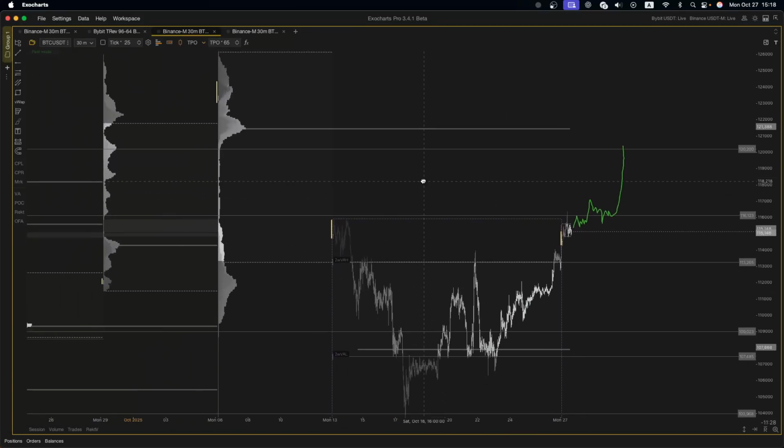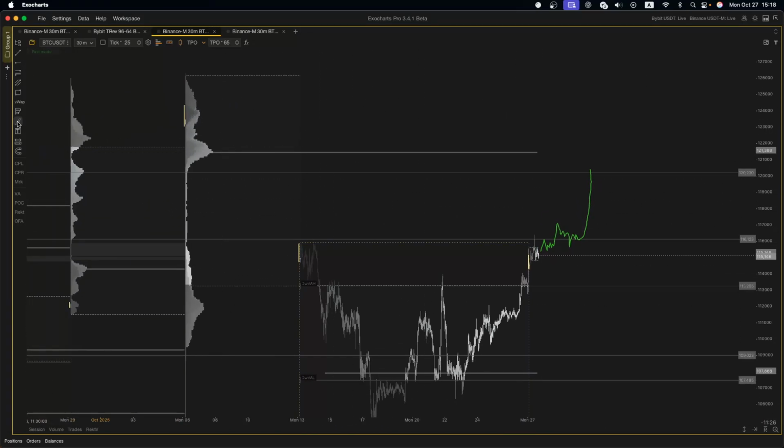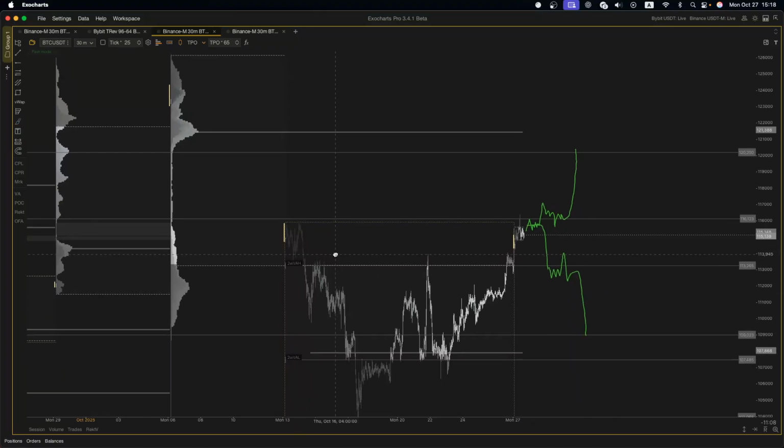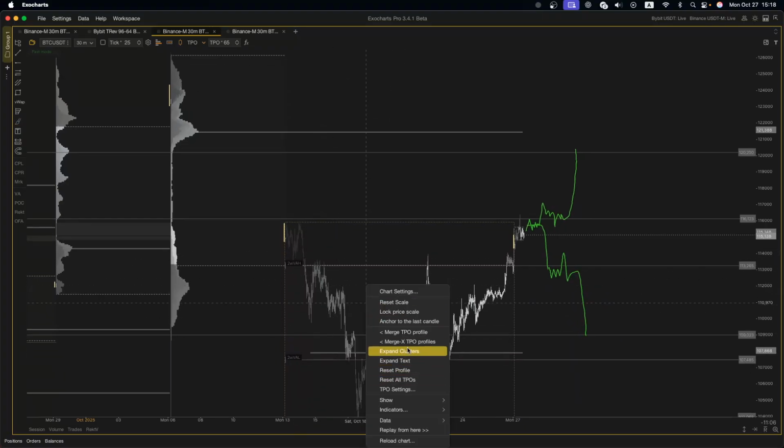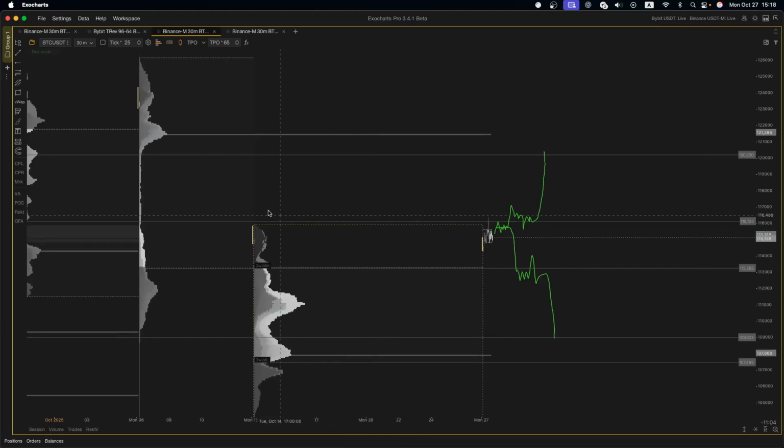If I bring this up, we do have also an NPOC sitting at 121k, 121.3. So in efficiency, that should get filled, right? Pretty solid play right here. Of course, the rejection is bearish, but we can get a trigger down into 2-week value right here. So yeah, pretty similar rotations on the weekly value as well.